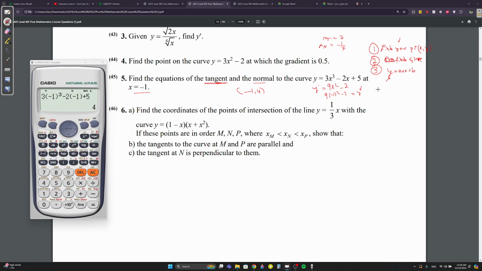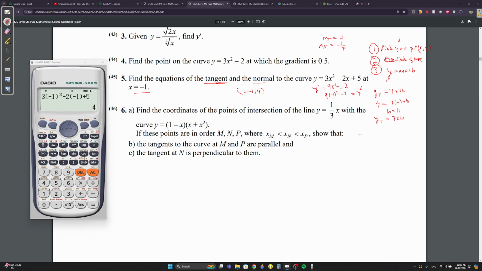Now what do we do? We do y equals mx plus b. Let's find y of the tangent because it's easier. It's 7x plus b. We need to find b. How do you do that? Substitute y and x. Y in this case is 4, x is -1. So you can get b equals 11. So the equation for the tangent is y equals 7x plus 11.